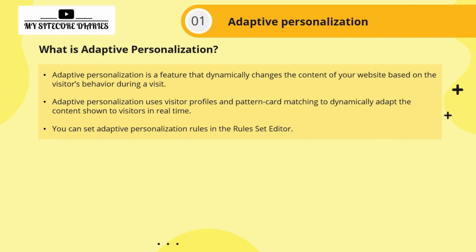You can set adaptive personalization rules in the rule set editor. So here also, for personalizing, you have to use the rule set editor. What is the rule set editor? That we have seen in the last video. Now we'll see the example of adaptive personalization.